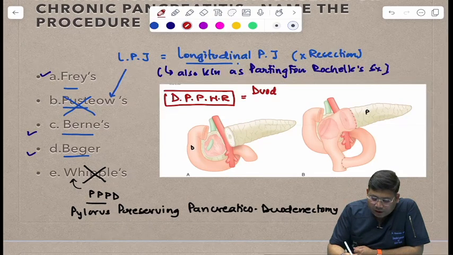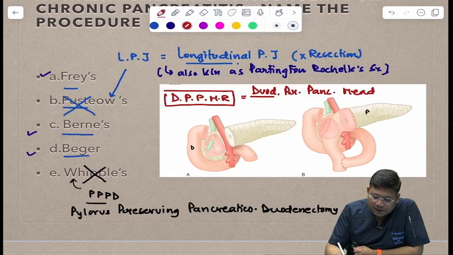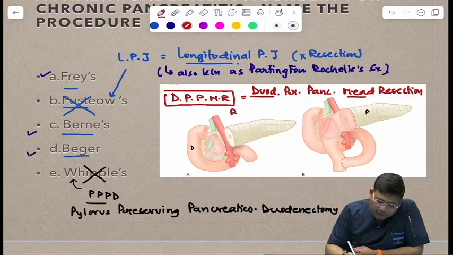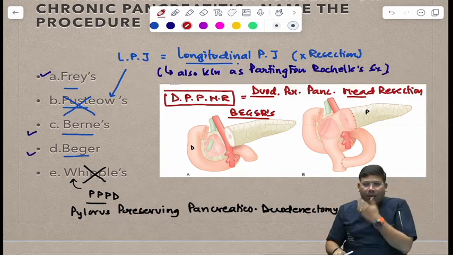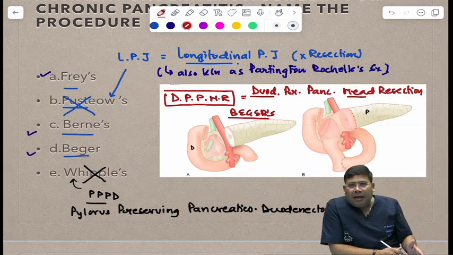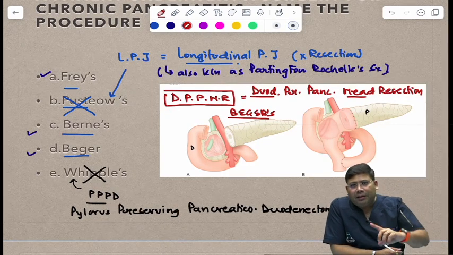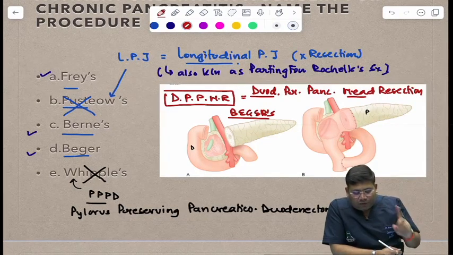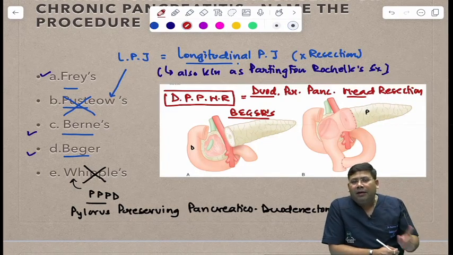So if you see, the duodenum is preserved, yes or no, but the pancreatic head has been resected, and this is the classical Beger's procedure. So this is a Beger's procedure. Children, what is the difference between Beger and a Frey, and then I will tell you about the difference between a Frey and a Berne.